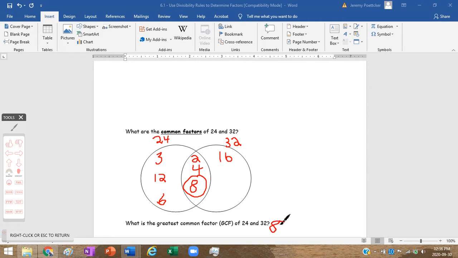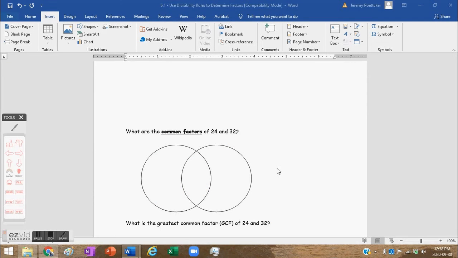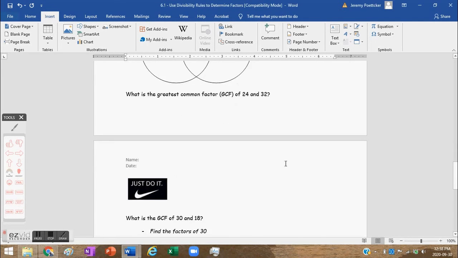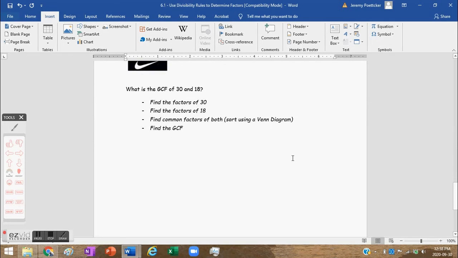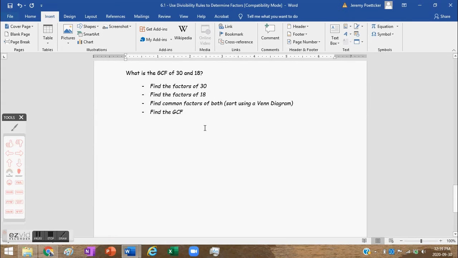All right, moving on then. Right, so then, let's do the same thing for 30 and 18. Same thing, we're going to use divisibility rules to find the factors of 30, then we'll find the factors of 18, and then we'll find the common factors of both. So let's start with 30. All the factors of 30, sorry.